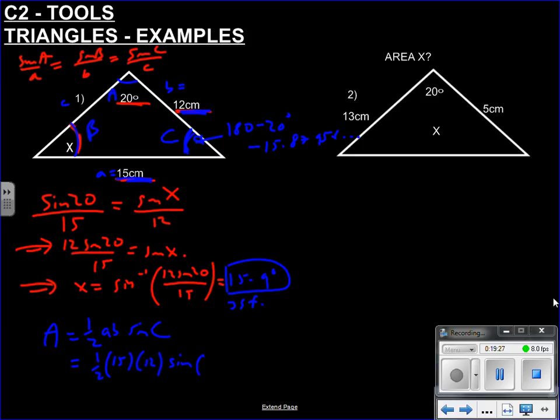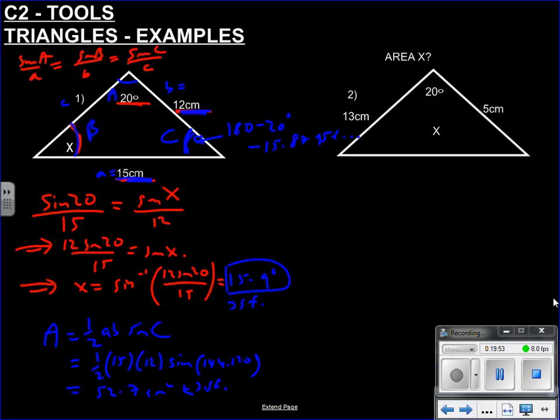So 180 minus 20 minus your answer is 144.120. So this will give me sine of that answer times 12 times 15 times 0.5, which is 52.7 centimeters squared to 3SF, and that's the area of your triangle.